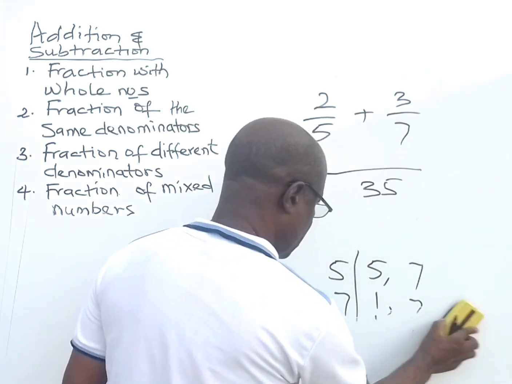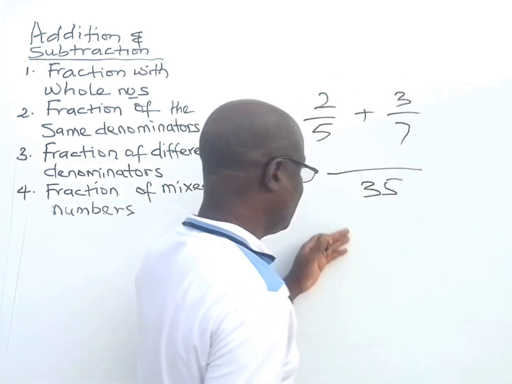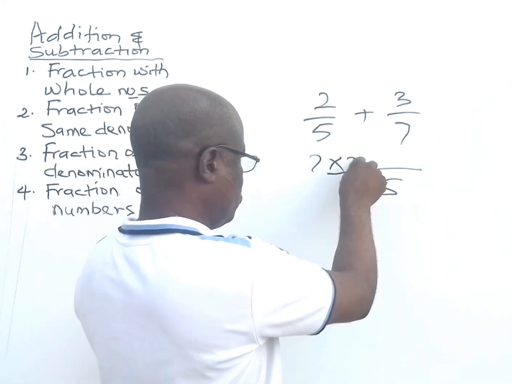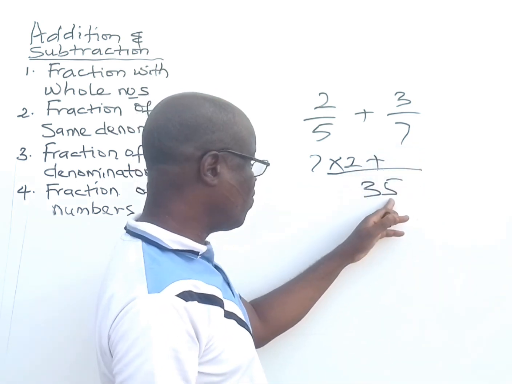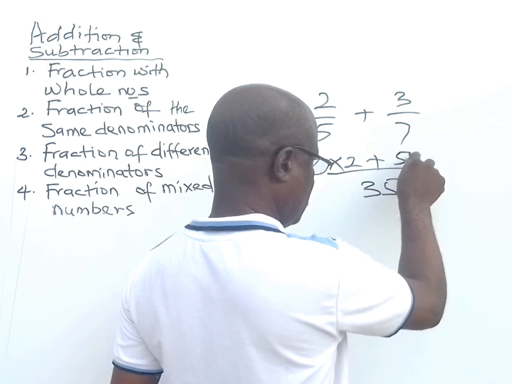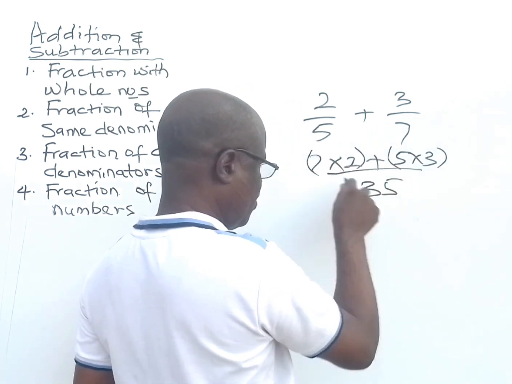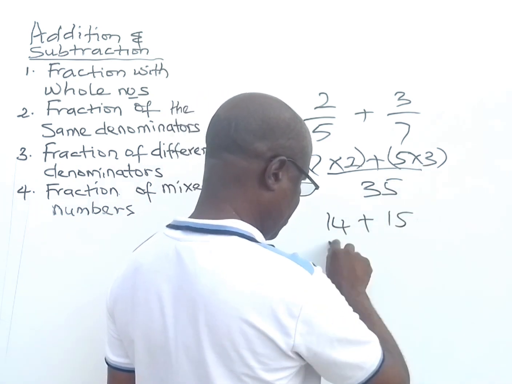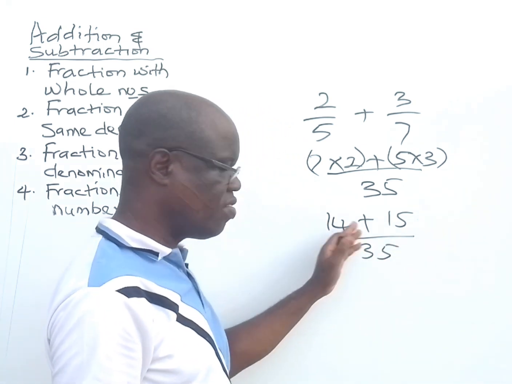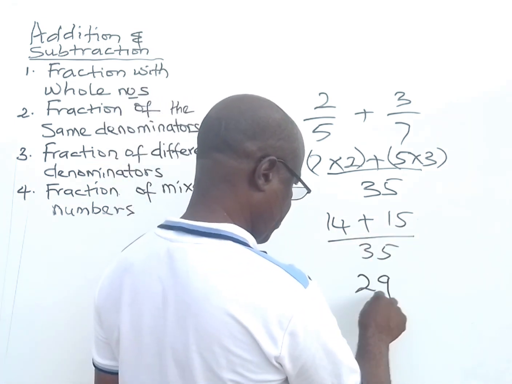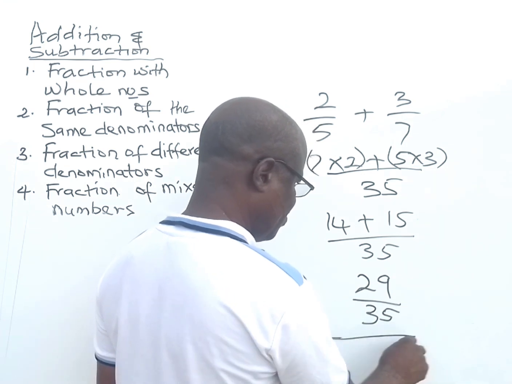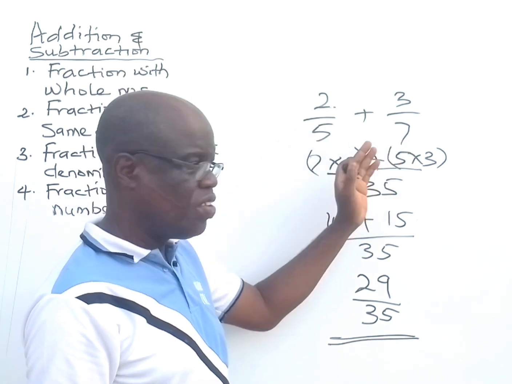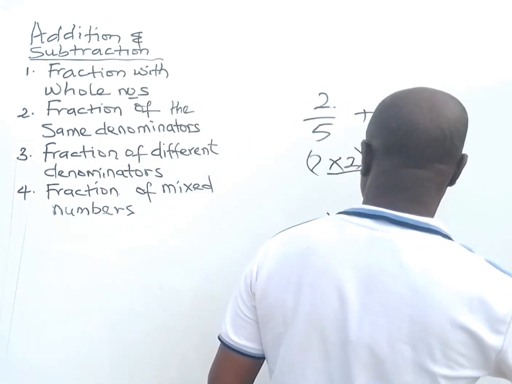Now look at it here. How many times 5 goes in 35? You have 7. So 7 times 2 plus, how many times 7 goes in 35? You have 5. 5 times 3. So 7 times 2 is 14 plus 5 times 3, 15 all over 35. So add these two together, you have 29 over 35. So that is the answer for this. This, we have different denominators. So let's look at another example.